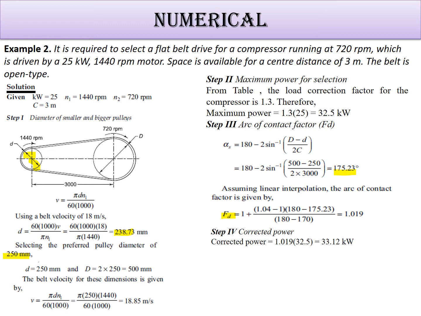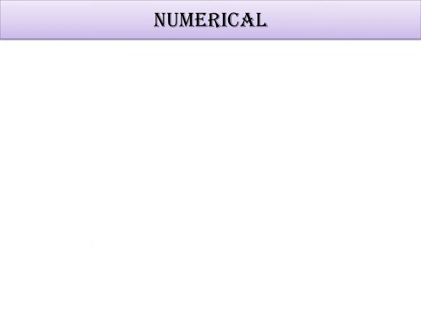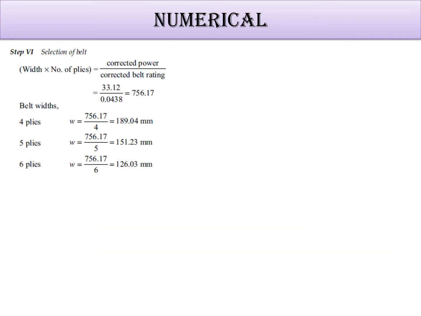So here the corrected power is what? 1.019 into 32.5. So 33.12 kilowatt is the final value. So the corrected power rating, based on that high speed belt we have selected. Belt speed is 18.85 meter per second, and the power rating is what? Based on this, we are going to select a belt. That is the width into number of plies equal to corrected power upon corrected belt rating. Put those values, that is corrected power 33.12, then power rating. Based on that we get these values.